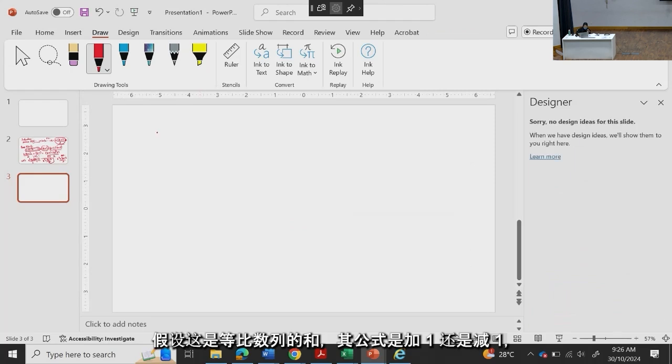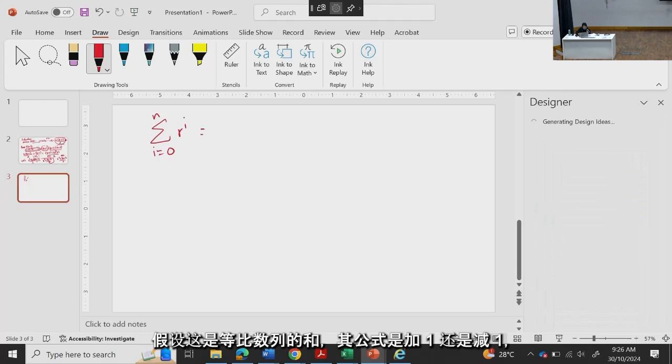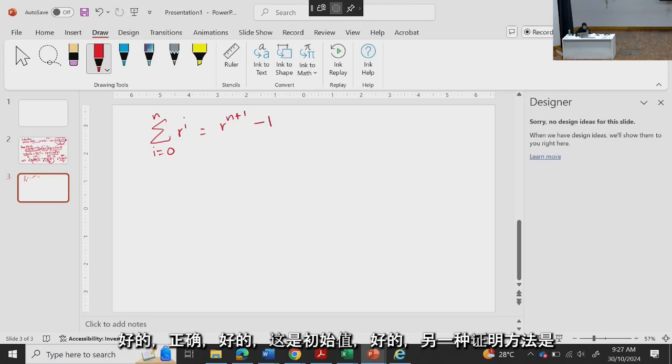Okay, let's say this is the sum of a geometric sequence. The formula for that is n plus 1 or minus 1? Okay. Correct? Okay. And here, this is the initial value.